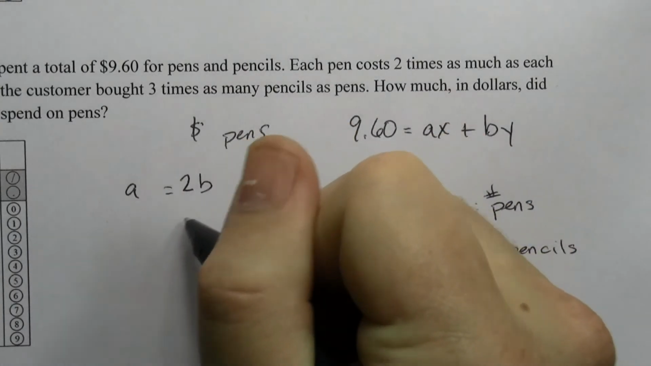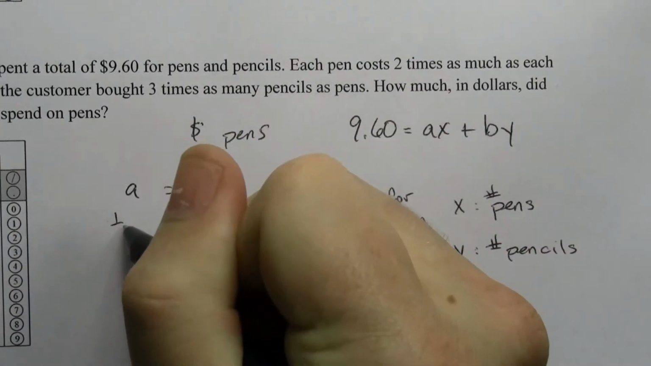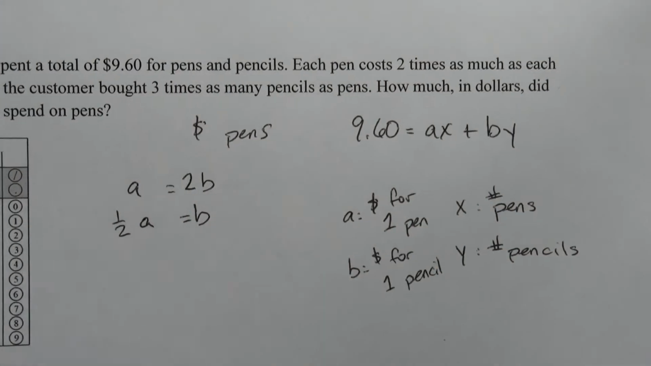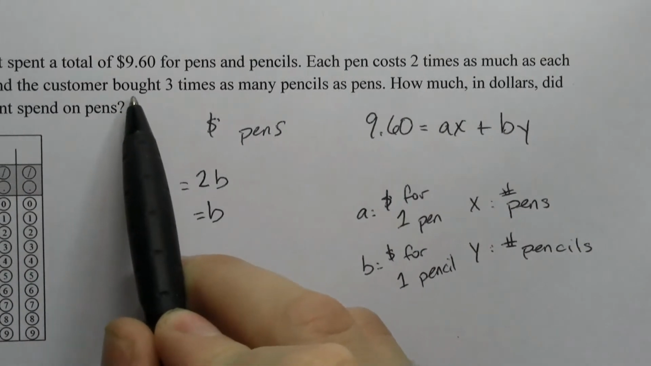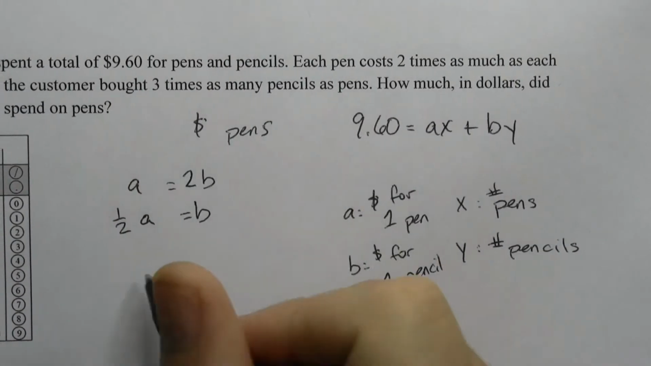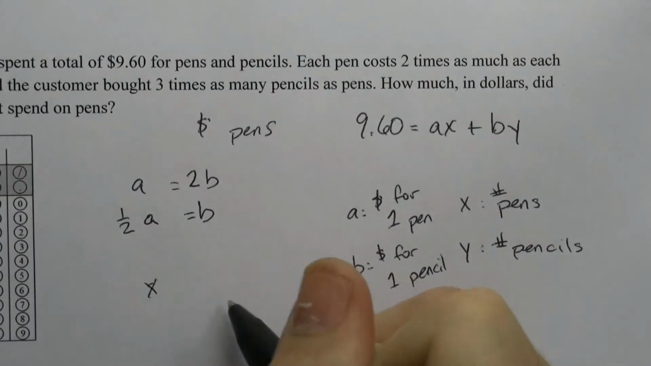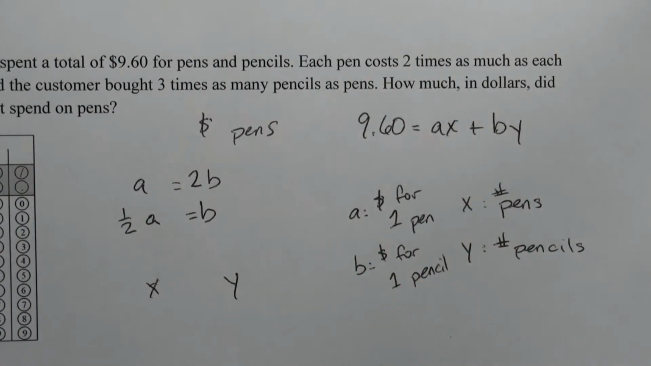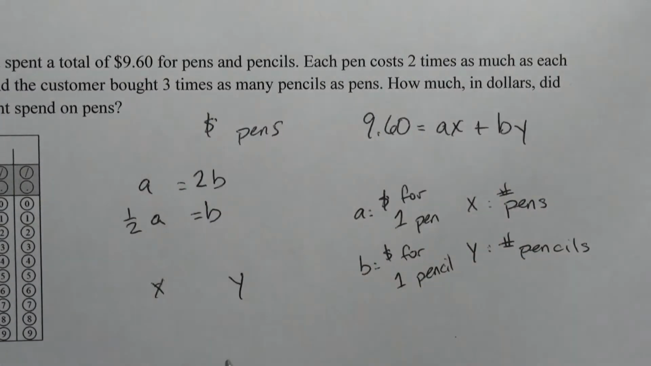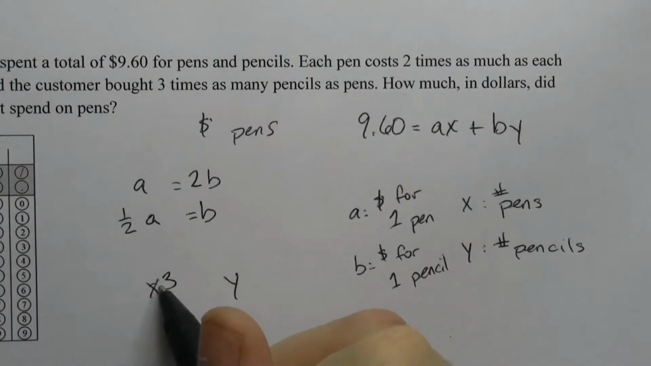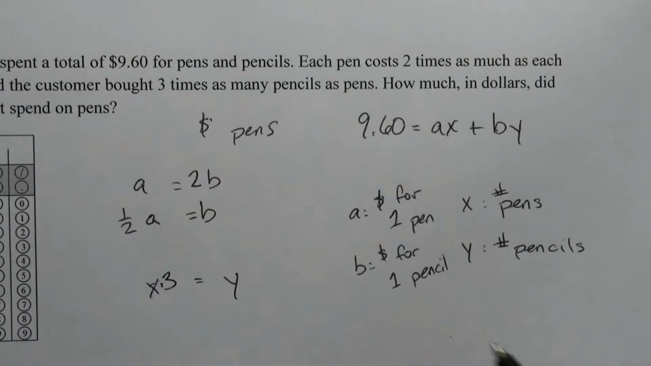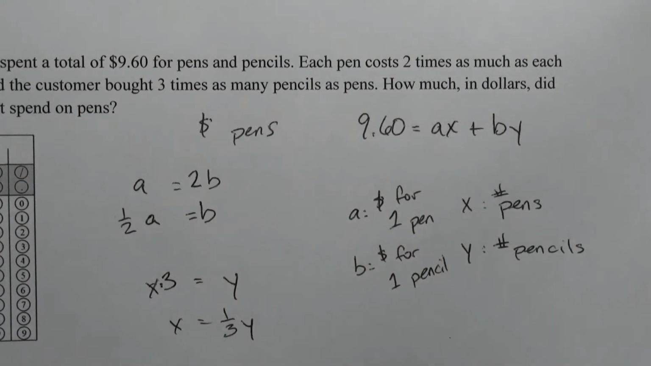And we could also rewrite that as B equals 1/2 A. We'll see which one of those is relevant in a second. And we also have this expression. It says bought 3 times as many pencils as pens. So again, we have pens and we have pencils, and we want to establish the relationship. In this case, pens is the smaller quantity, so we're going to multiply that by 3. We get Y equals 3X. And again, we could rewrite that as X equals 1/3 Y, and see which one's helpful.